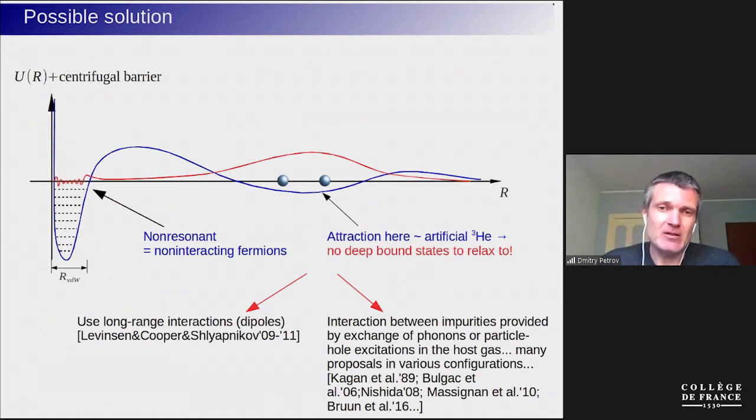Many theoretical proposals implicitly or explicitly use this idea. For example, they use these long-range interactions to induce p-wave superfluidity, or a much wealthier kind of literature deals with induced interactions, where you have non-interacting fermions immersed in a bath of bosons or fermions, and there is an induced interaction because of the exchange of phonons or particle-hole excitations in the host gas. Okay, so finally, our proposal is yet another version of this thing.